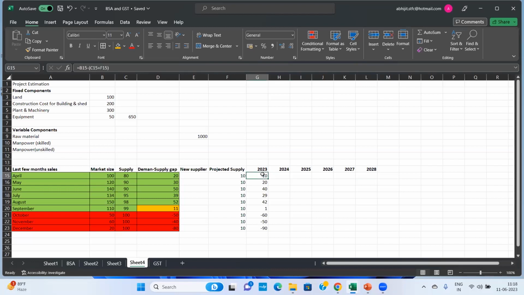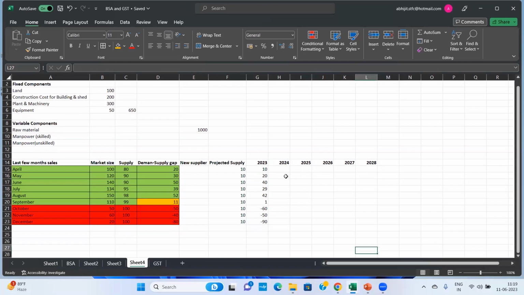So even if you do a 10% increase of this figure, that might not be correct. Could be 20% increase of this demand supply gap. Could be more than that. Could be a 20% drop in demand supply gap.